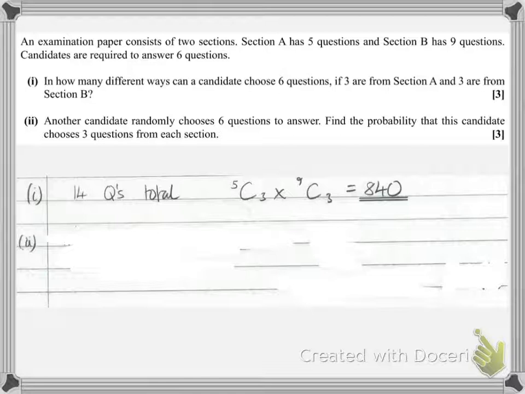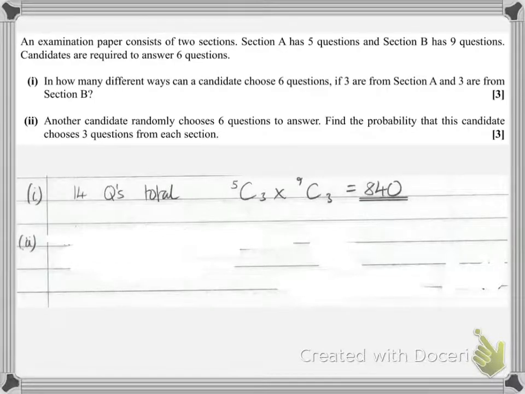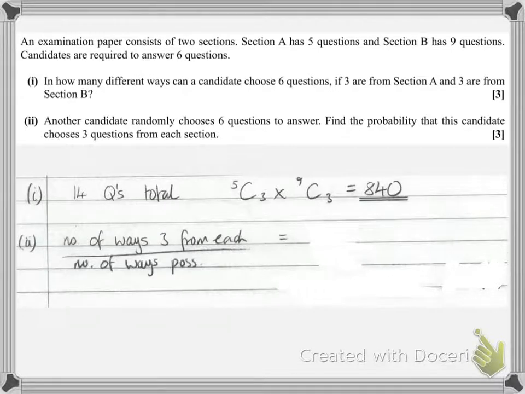Okay, so now we move on to part 2, and we've got someone who's randomly chosen their 6 questions, and we want to find the probability that they've got 3 from each. So what they end up choosing is 3 from each, and there's 840 ways they can do that, and we're interested in it's 840 out of how many ways they could choose their questions altogether. So 3 from each out of the number of possible ways of choosing the question.